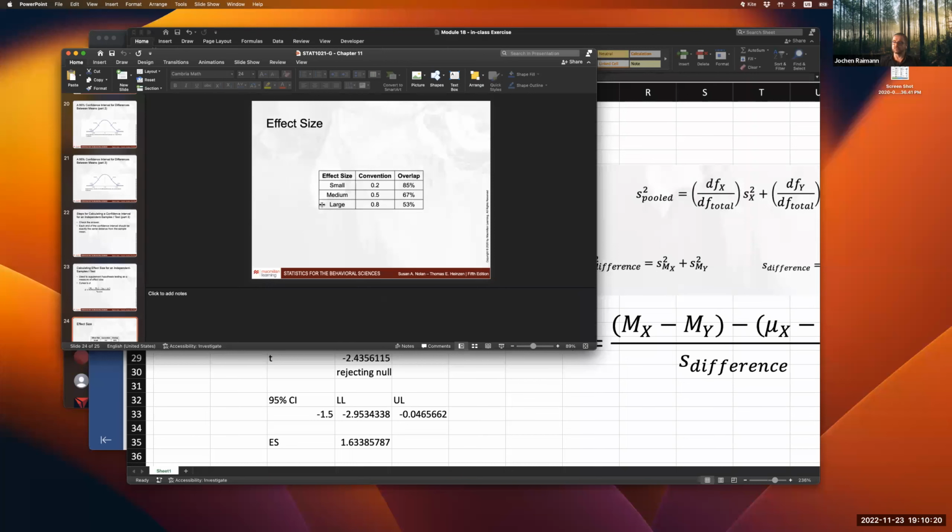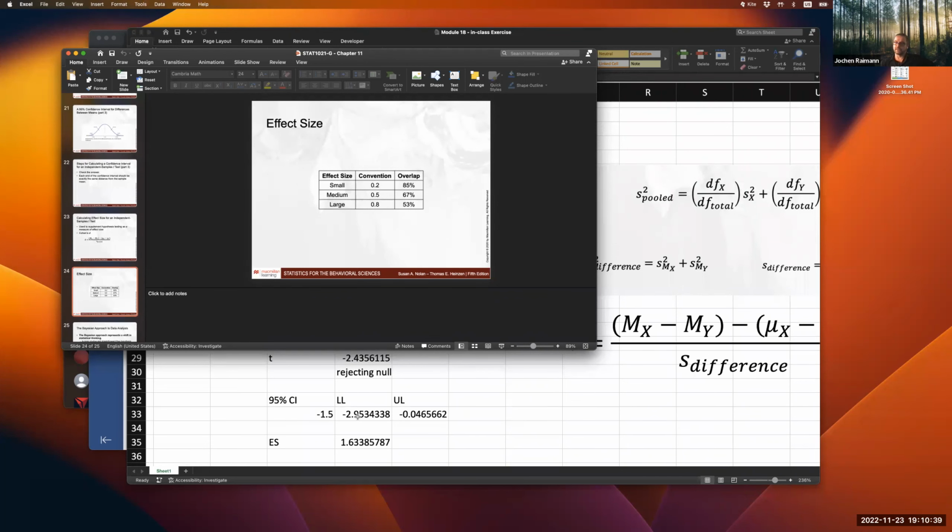So now the effect size, we know the conventions are the same. 0.2 to 0.5 is a small effect size, 0.5 to 0.8 is medium, and greater than 0.8 results in an overlap of 53% or less, and thereby is a large effect size.